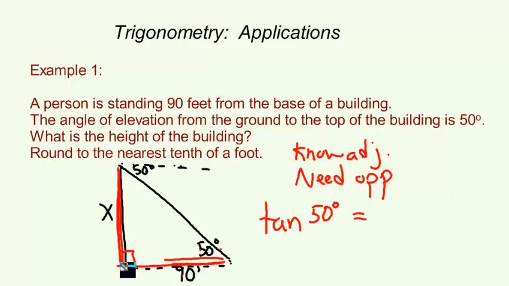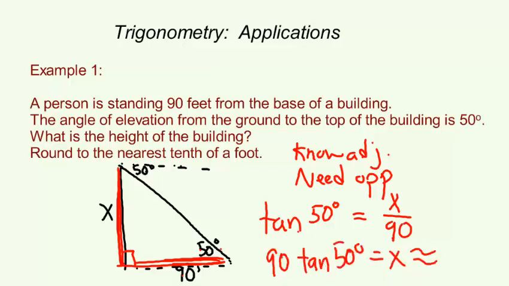The opposite side is unknown. The adjacent side is 90. If you multiply both sides by 90, you will isolate the x. So 90 times tangent of 50 degrees is x. If you type this into a calculator, 90 times tangent of 50, making sure your calculator is in degree mode, you should get about 107.3 feet if you round off to the nearest tenth. I'll even label it this time. 1 tick mark means feet, 2 tick marks means inches.